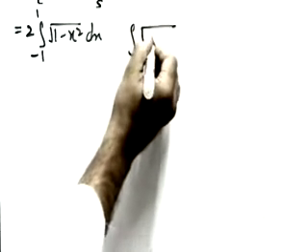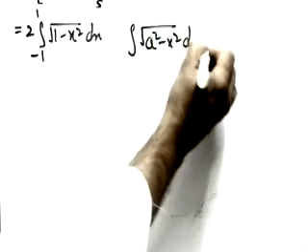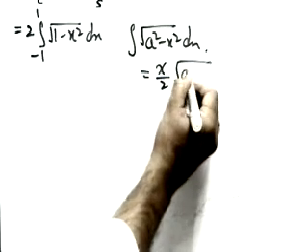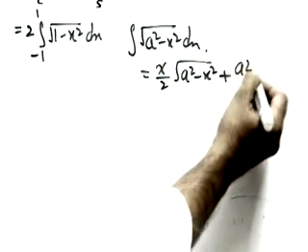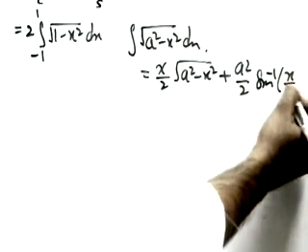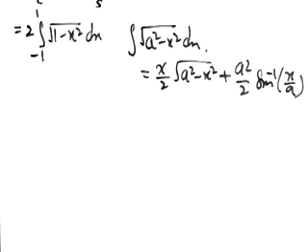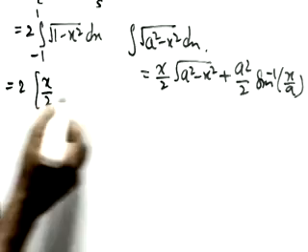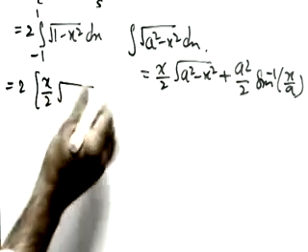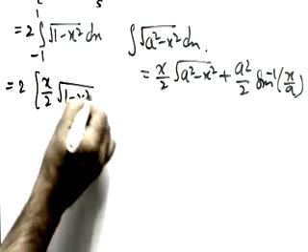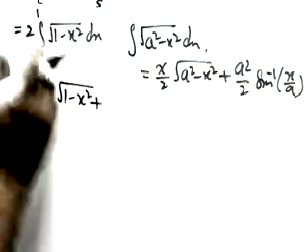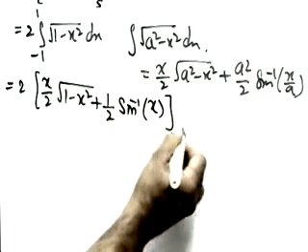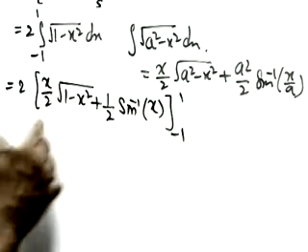We are having one formula in the classes already. See here, this is the formula: integration of under root of a square minus x square is x by 2 into under root of a square minus x square plus a square by 2 sine inverse x by a. So let me use the direct formula from the previous classes. So 2 into, what is the formula here? x by 2 into under root of a square minus x square, the same, 1 minus x square, plus a square. Here a is 1, 1 square is 1 only, 1 by 2 sine inverse x by 1 will be x only, from minus 1 to 1.